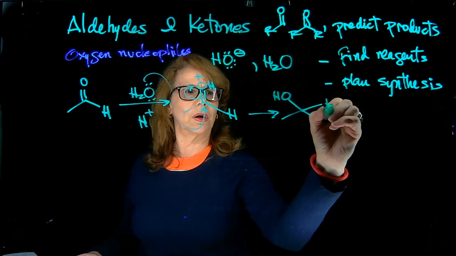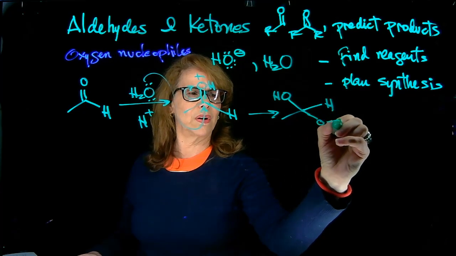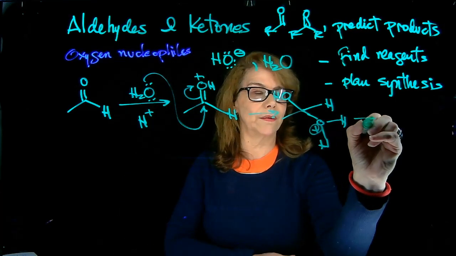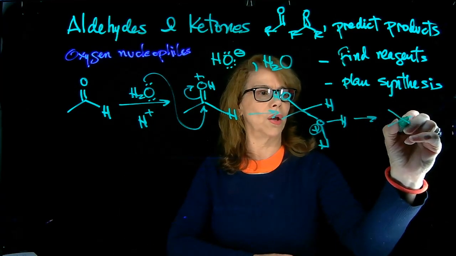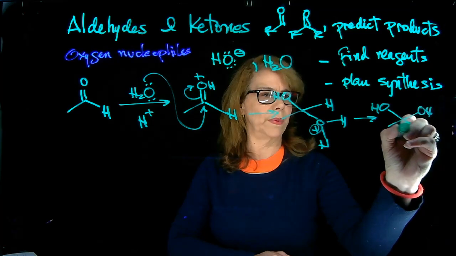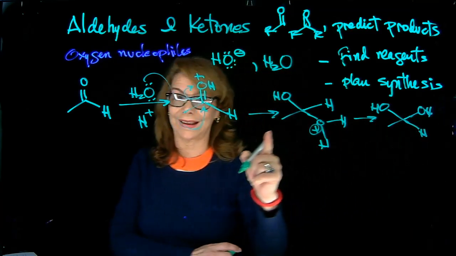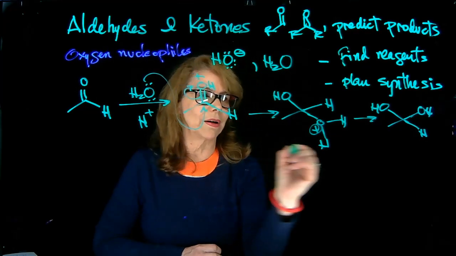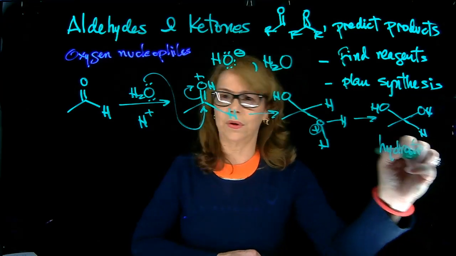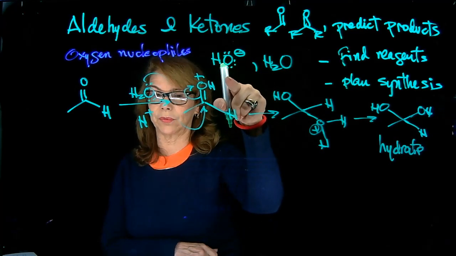So here you will have, and I need an extra proton transfer step. This is the final product. So you will have OH, OH, the methyl and the H. That was an acetaldehyde. All right, so hydrate. And again, this can be done under acidic conditions or under basic conditions.